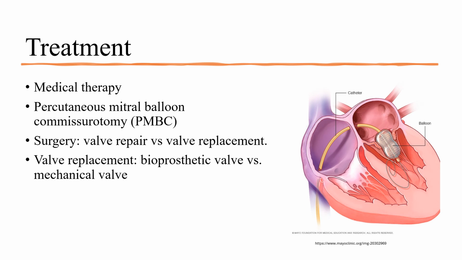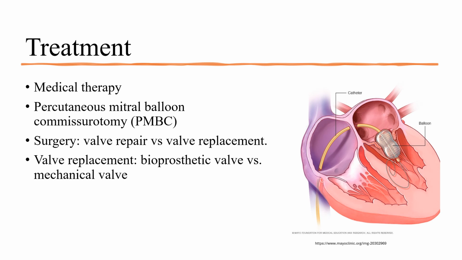PMBC is the preferred treatment option for patients with mild to moderate stenosis due to its high procedural success rates and low mortality rates. And in this picture, it kind of shows you what PMBC is. So they stick a little catheter all the way up your IVC. They make a hole between your two atriums, and they stick this catheter with a balloon tip through your mitral valve, inflate it, expand it, and open that mitral valve a little bit more.